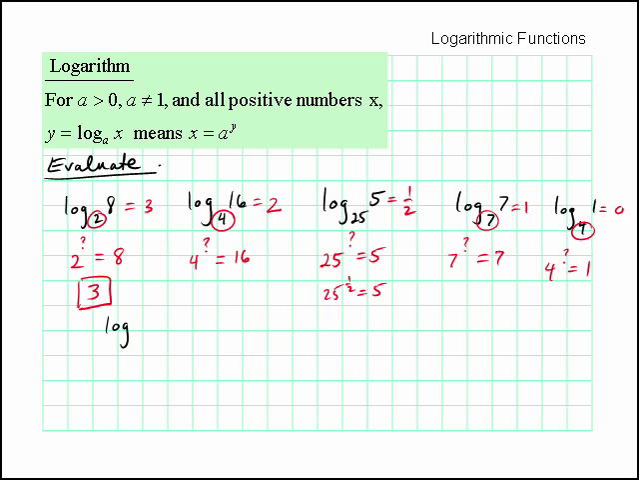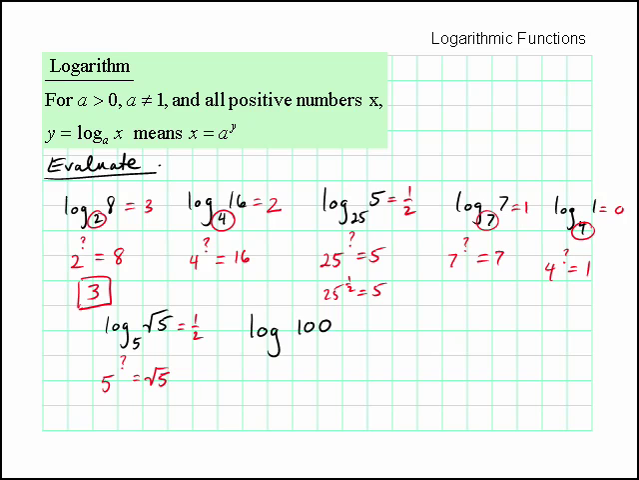Log base, let's see which one we got here. Log base 5 of square root 5. All right, this one is asking 5 to what exponent will give us the square root of 5. And we saw one similar to this. That's 1/2 power. 5 to the 1/2 power is the same as the square root of 5. So this is a 1/2.